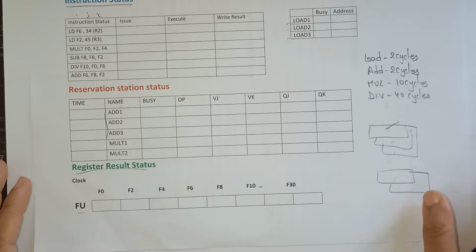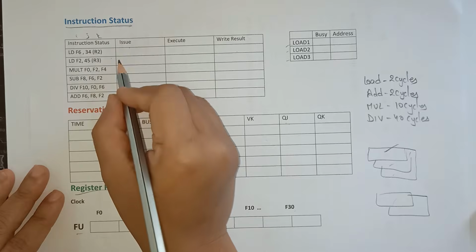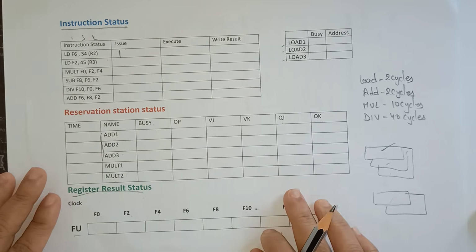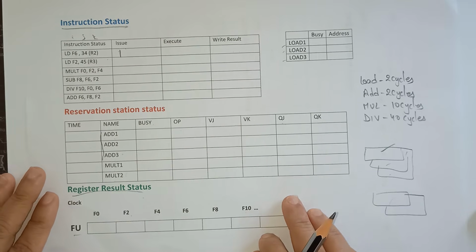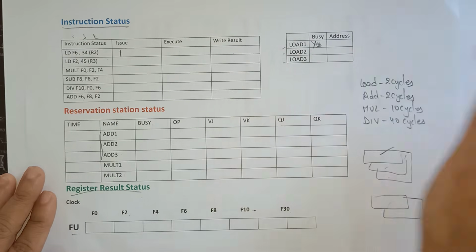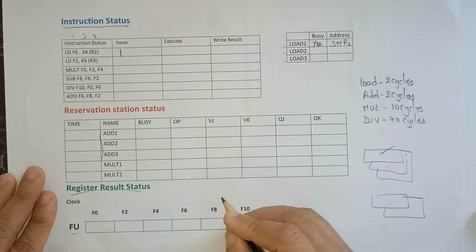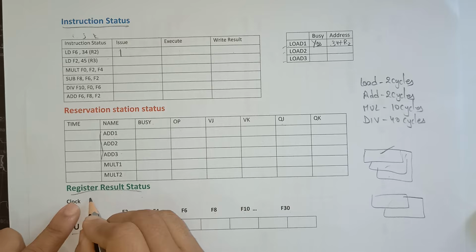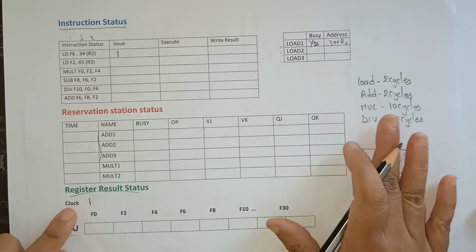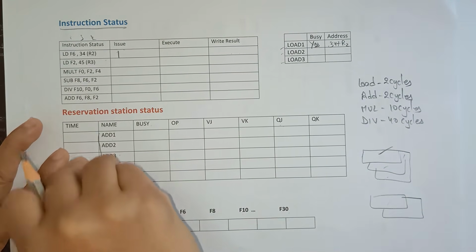Functional unit. Okay. Now let's start the procedure. So first is load. So load, what is it doing? In the first clock cycle it issues the operands. Okay. So whenever it is issued, the load one is busy. Yes. What is the address? 34 plus R2 is the address. So what clock cycle is it? Clock cycle 1. Okay, I am erasing each and every clock cycle. So this is the status of clock cycle 1. Now go to clock cycle 2.